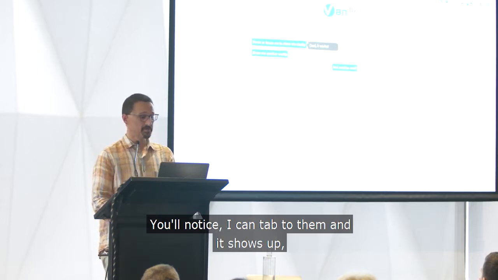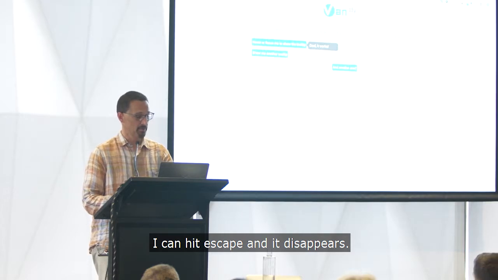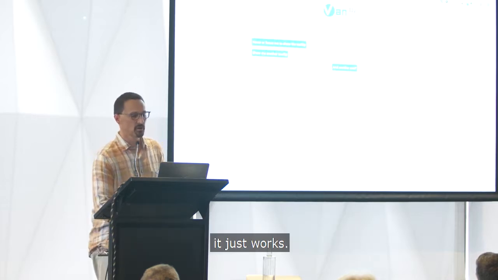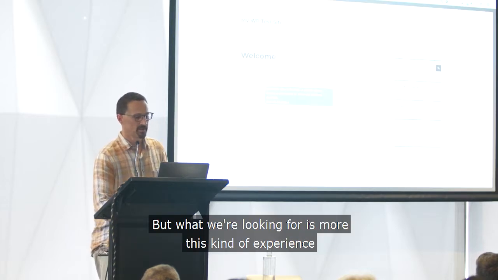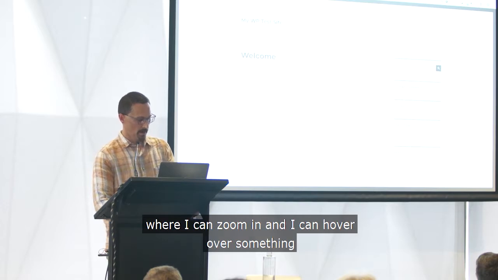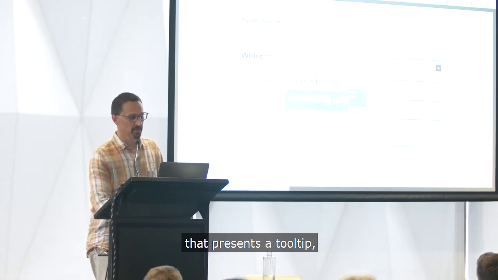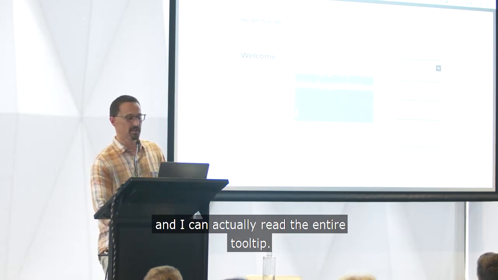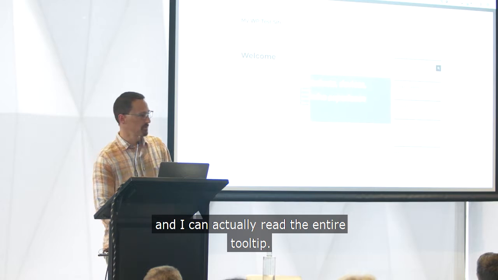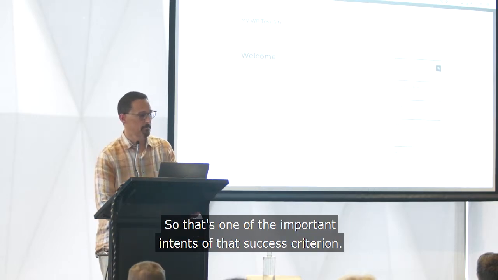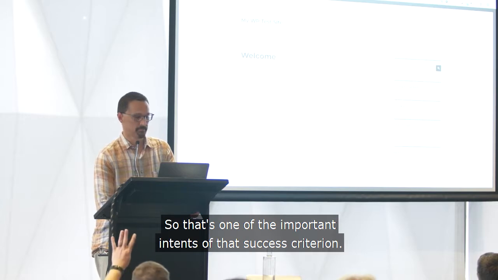You'll notice I can tab to them and it shows up. I can hit escape and it disappears. So again, I don't have to move my pointer, I don't have to move focus, it just works. But what we're looking for is more this kind of experience where I can zoom in and I can hover over something that presents a tooltip, and then I can hover over the tooltip and I can actually read the entire tooltip. So that's one of the important intents of that success criterion.